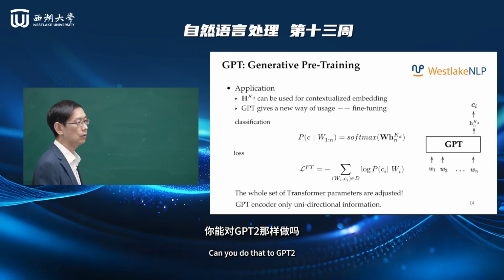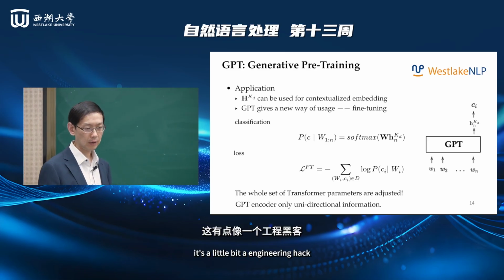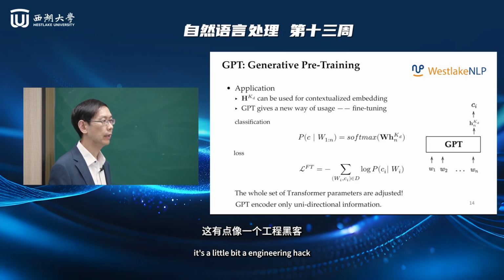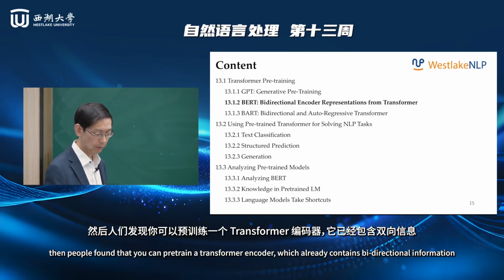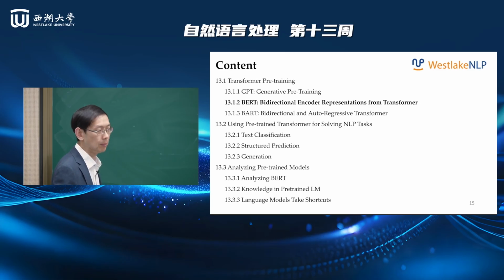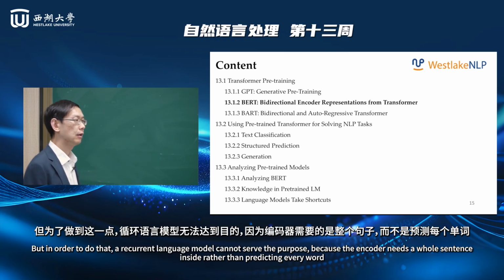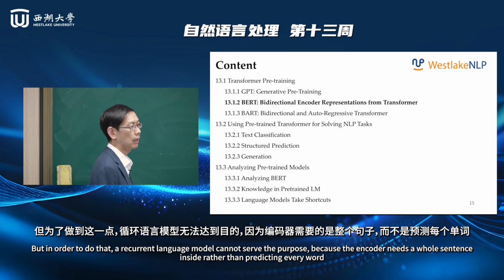Can you do that to GPT? Well, it's a little bit like an engineering hack. So then people found that actually you can pre-train a transformer encoder which already contains bidirectional information. But in order to do that, a recurrent language model cannot serve the purpose, because the encoder needs a whole sentence inside, rather than predicting every word.